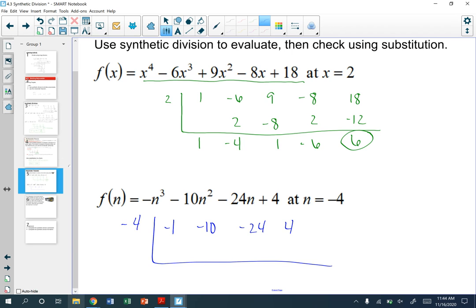That would be -4. I bring down my -1. -1 times -4 is +4. Gives me -6. I'm adding, remember. 24, I get 0. 0 times -4 is 0, so I get a remainder of 4 here. So again, if you plug this into your calculator and check it, you do indeed get 4.